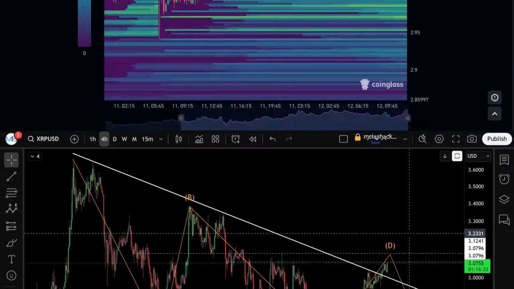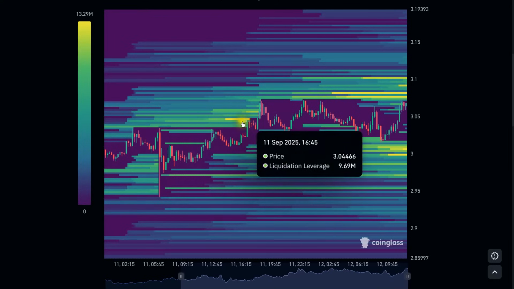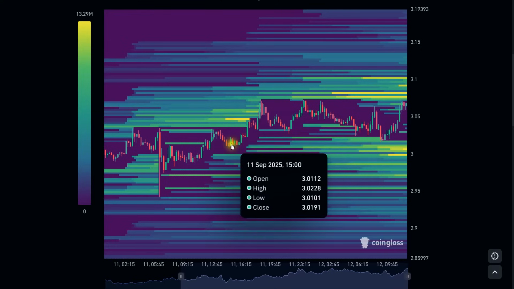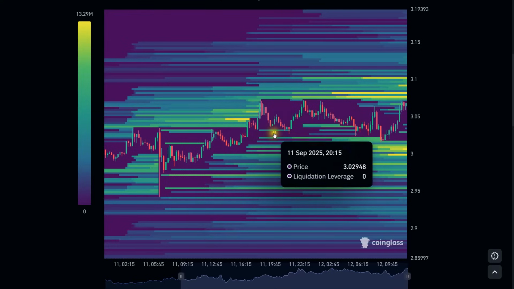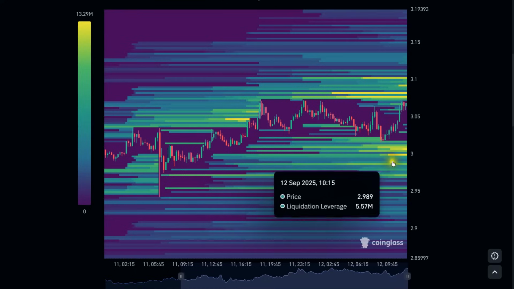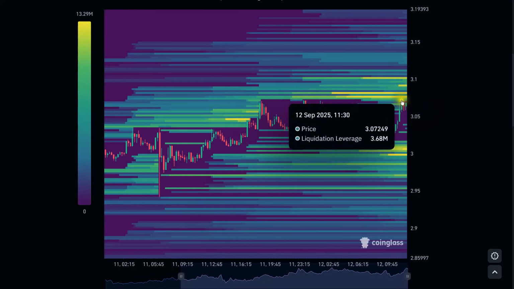And by taking a look at the liquidation heat map, this is the 2-day chart. As we know, there were two very condensed areas of liquidity resting right here that got taken out yesterday. Since that point, liquidity has been stacking up on the sell side below current price as well as on the buy side above current price.